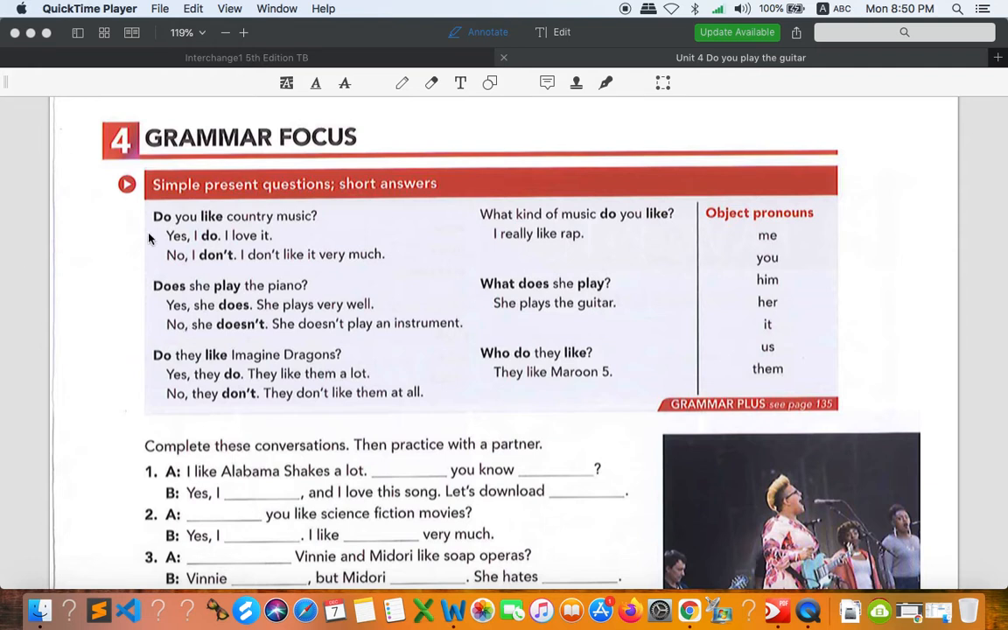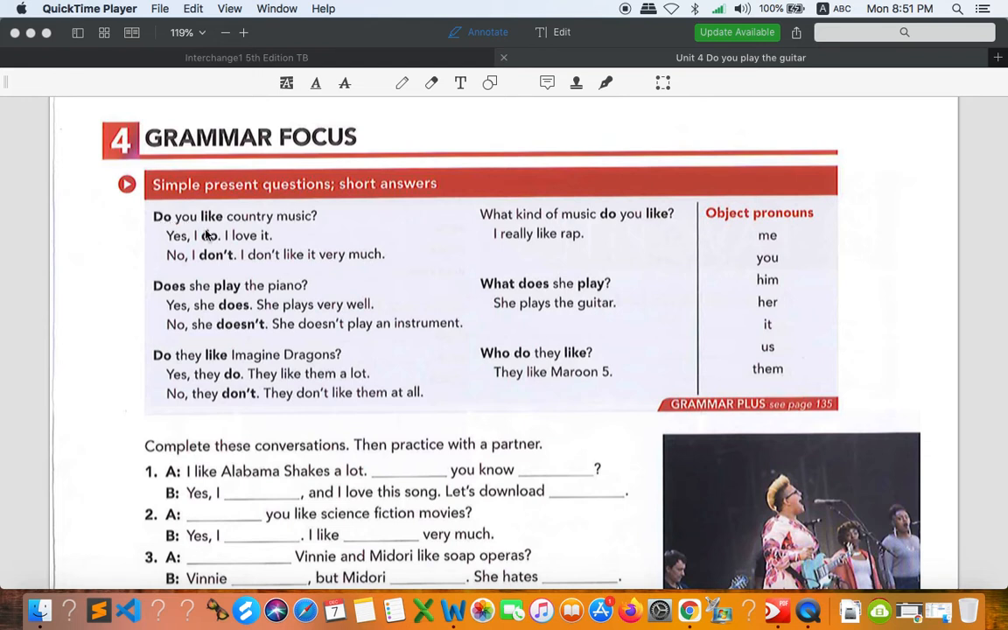All right. So if you take a look at this, do you like country music? And that is a yes/no question. So remember that we have to use do or does to make a question, and then the subject, and then a verb right here. It should be the base verb, and then the object, question mark. Okay. So if the subject is I, we, you, they, then we have to use the auxiliary verb do. And if the subject is he, she, or it, we have to use the auxiliary verb does.